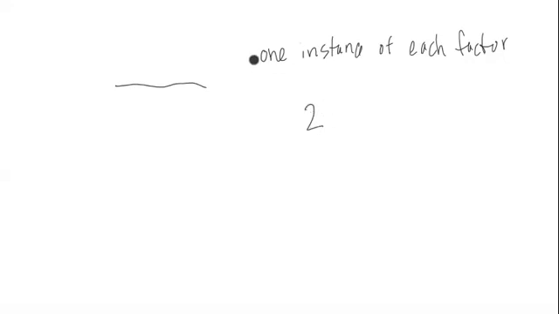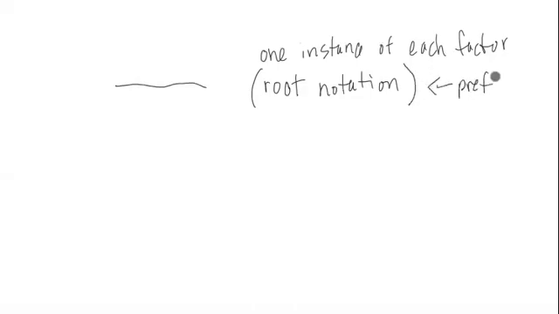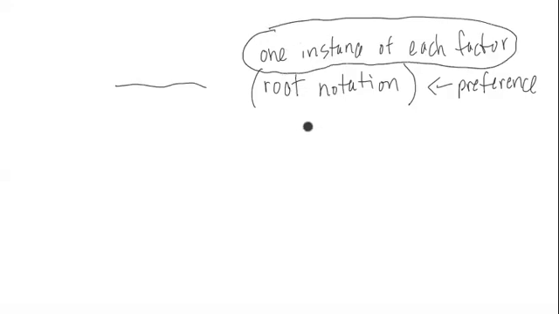Then also, perhaps we want to use root notation in the end. This is a preference. Sometimes we don't want this, and it just depends on what you're doing. Sometimes the fraction notation is actually better. So this is a matter of preference. But at least if we can get one instance of each factor, that would be good.